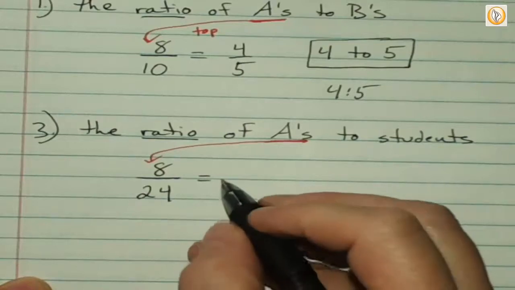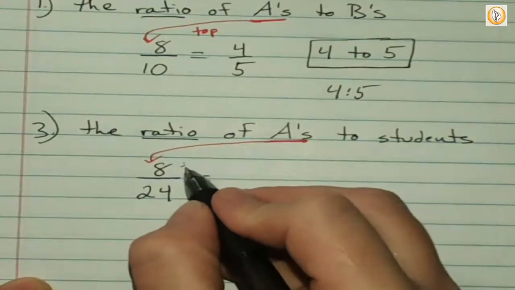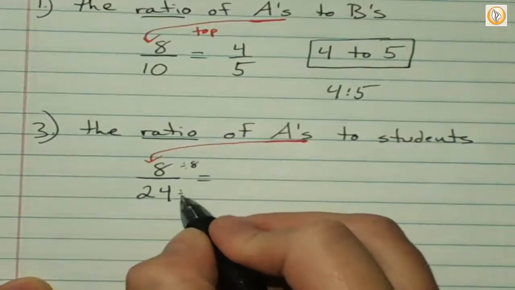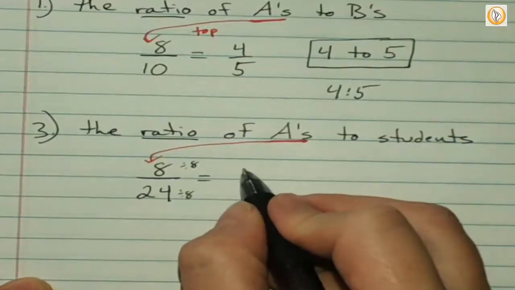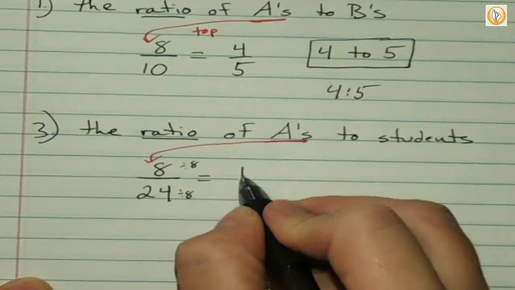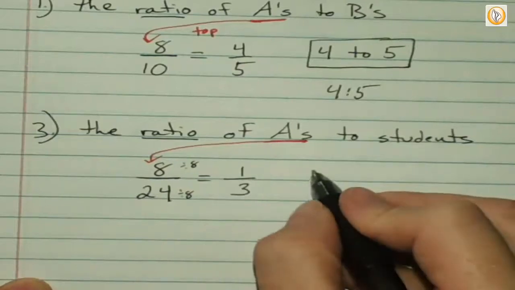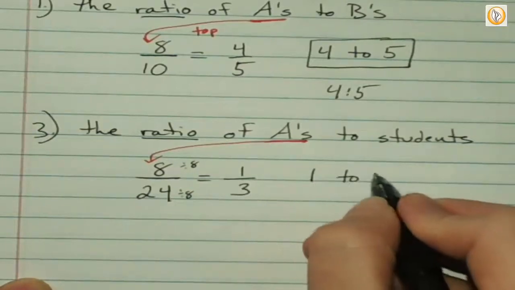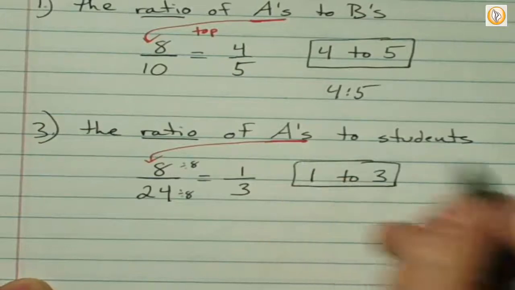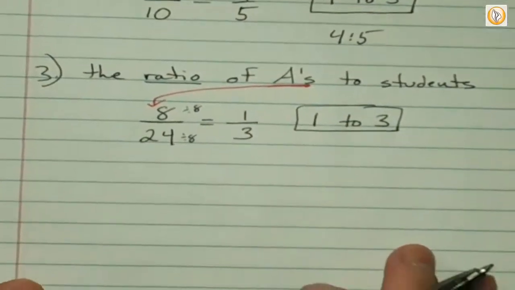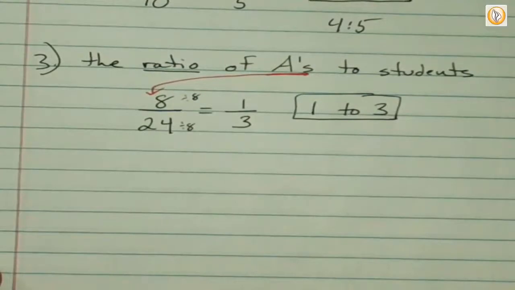Now reduce it. Divide by 8. Yeah, you can divide both sides by 8. And what do you get? 1 over 3. And we write it 1 to 3. Any questions?